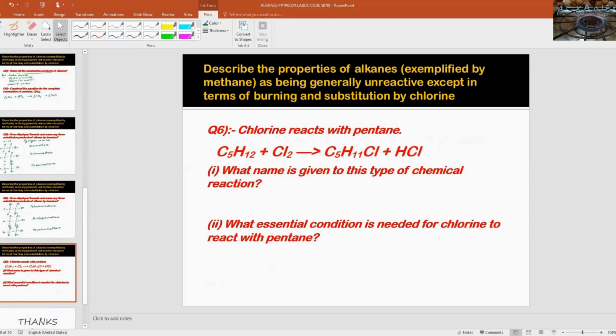Chlorine reacts with pentane. This is the reaction. C5H12 plus Cl2 gives C5H11Cl plus HCl. What name is given to this type of chemical reaction? This is a substitution reaction. What essential condition is needed for chlorine to react with pentane? It will be light, or you can even write UV.